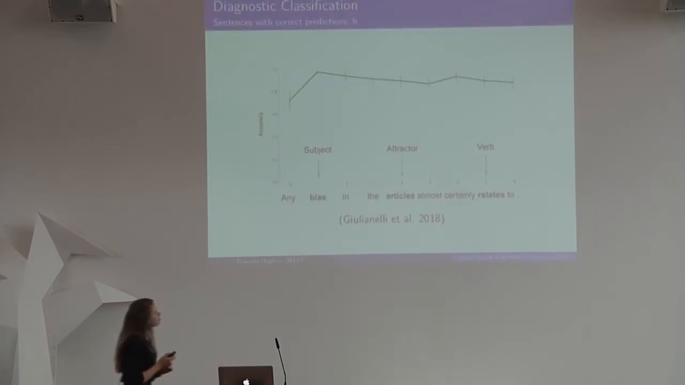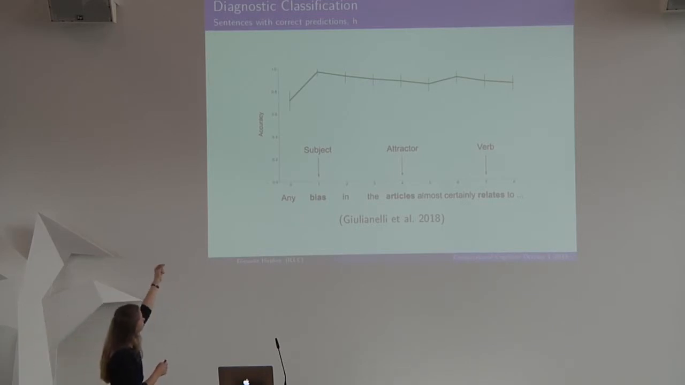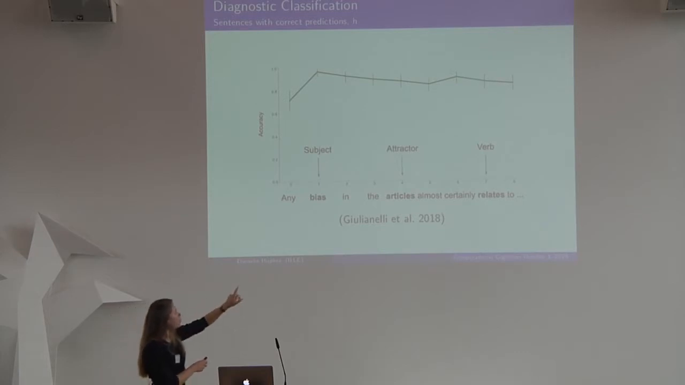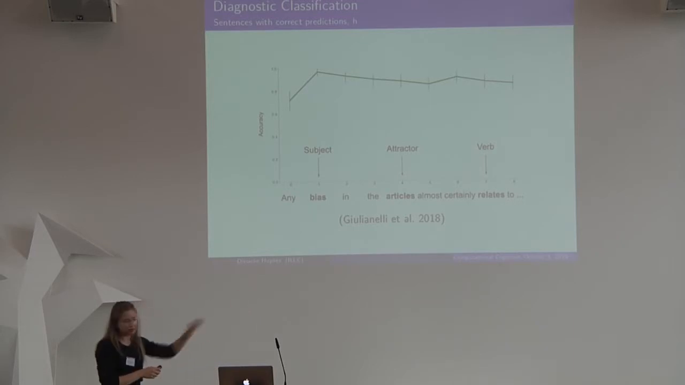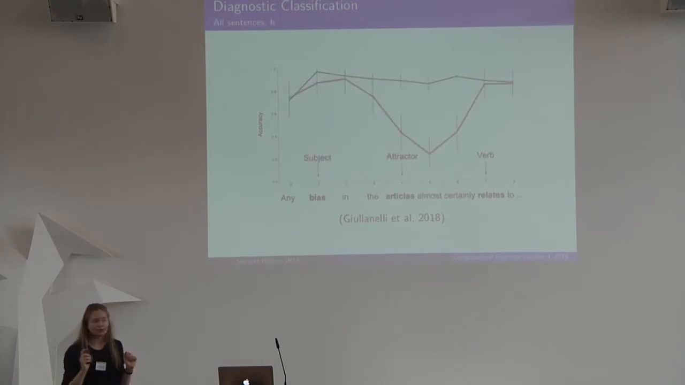Now, this works quite well if you look at the sentences where the model got it right. So these are the sentences. Any bias in the article almost certainly relates to, where relates is the verb, where it actually correctly predicted that relates was singular. And as you see here, it seems that this information is pretty well represented. It just stays there. If you look at the sentences that were wrong, it doesn't.